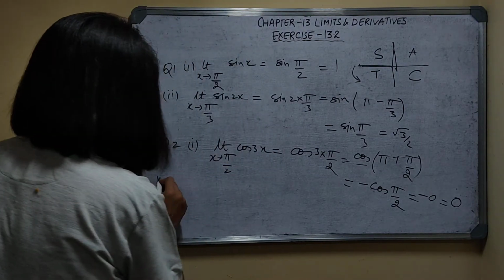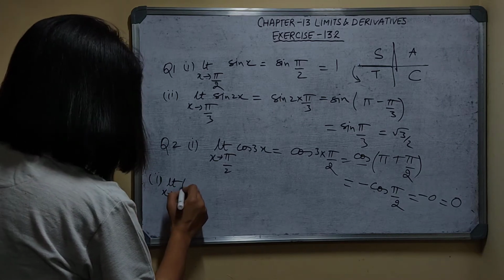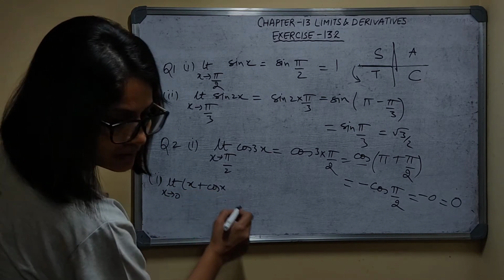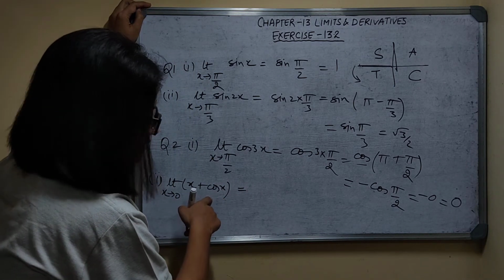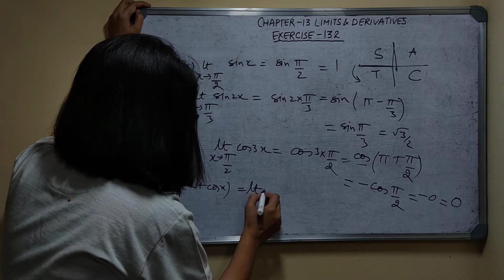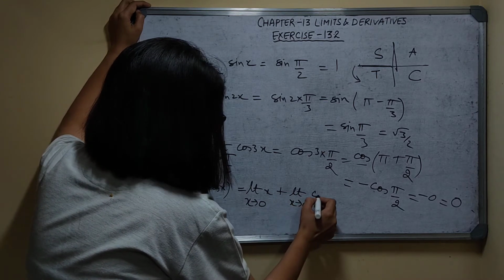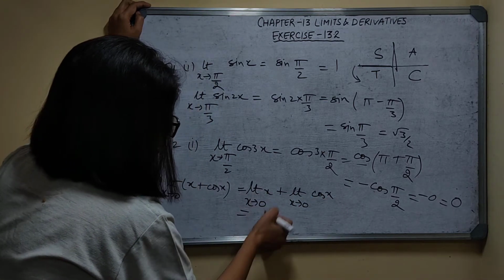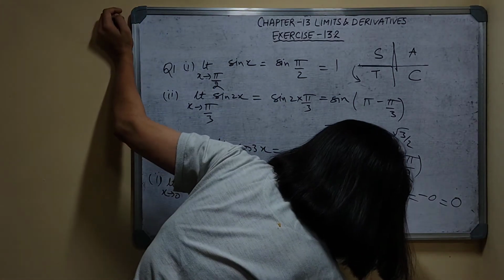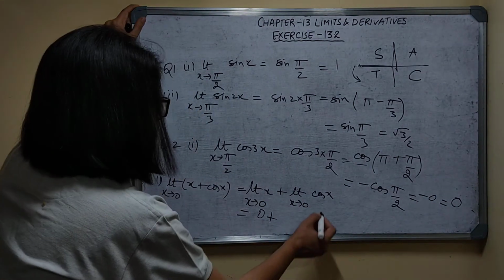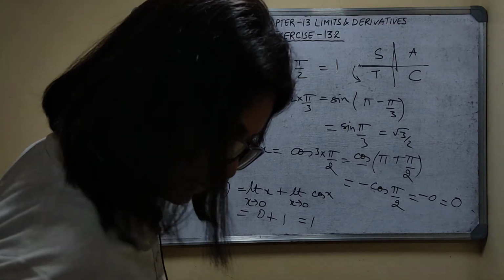Now second part. Limit x tends to 0 of x plus cos x. Function 1 plus second function, so I can write different limits. Limit x tends to 0 x plus limit x tends to 0 cos x. I know limit x tends to 0 x, that is what? 0, plus limit x tends to 0 cos x. This is a formula. Limit x tends to 0 cos x is equal to what? 1. So answer is 0 plus 1. Answer is 1.